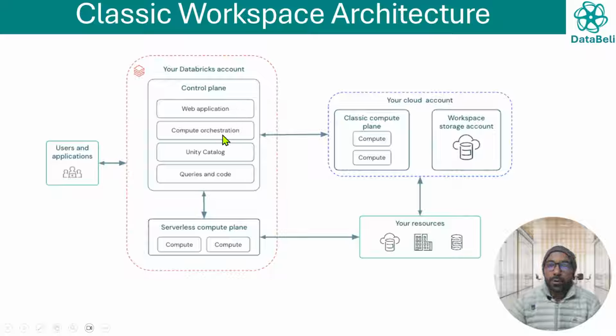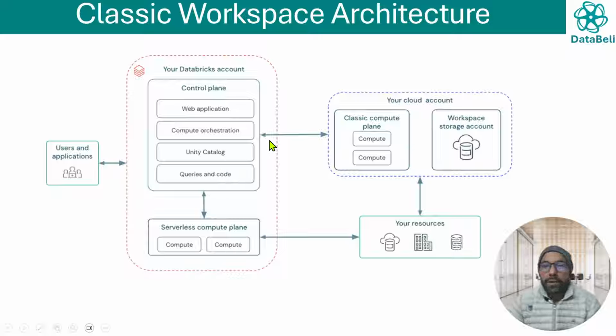Then compute orchestration, like whatever clusters we are creating, managing those clusters is also done by this control plane. Unity Catalog that we create is also managed within this control plane. And whatever queries or code we write in notebooks, and the jobs we create, all those things are also a part of the control plane. So this is managed by Databricks.